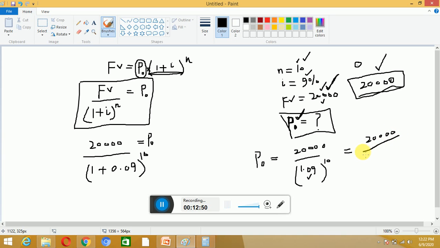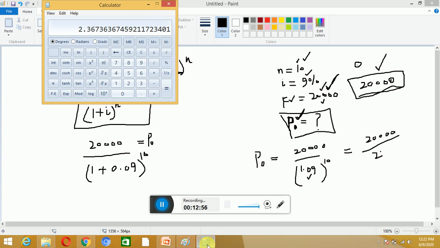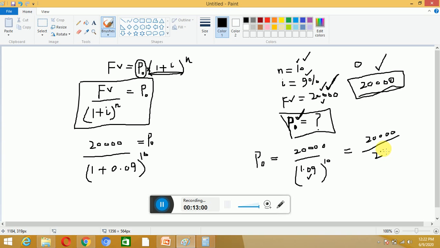So it is equal to 20,000 divided by 2.3673. Take 4 digits: 3673 after the decimal point. This is the decimal point, so after this I took 3 digits. Now divide 20,000 divided by 2.3673.